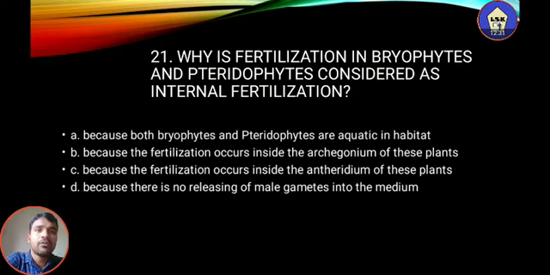See, in case of bryophytes and pteridophytes, the transportation of male gametes takes place through the medium itself. So that is wrong. Because the fertilization occurs inside the antheridium of these plants. Antheridium is a male sex organ. Within antheridium there is no chance for the fertilization. So that is wrong. Because the fertilization occurs inside the archegonium of these plants. Yes, this is exactly correct. Option B is the right answer to question number 21.